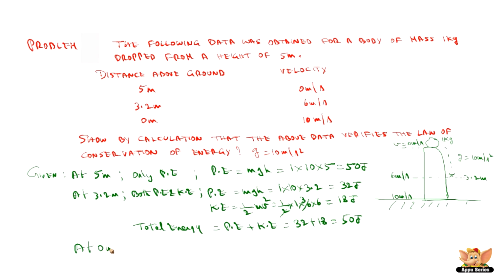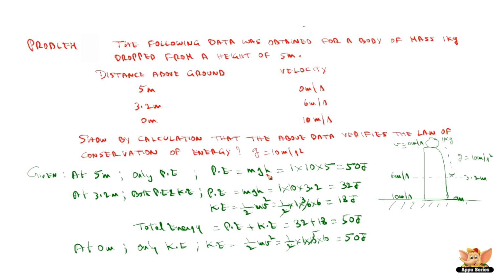Now at 0 meters, we will not have potential energy since height is 0 meters. So mgh becomes 0, and we have kinetic energy alone. Kinetic energy is half mv square, which is half into m is 1 and v is 10 into 10, half of 100 is 50 joules.